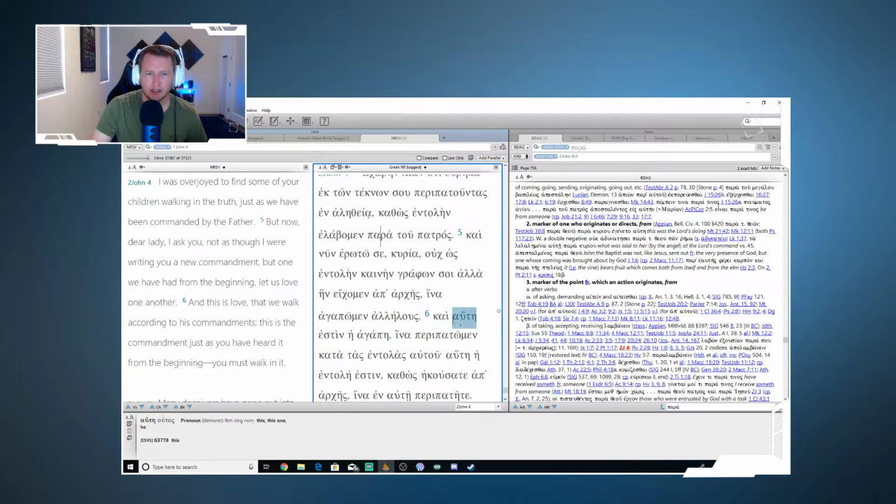Verse 5. Kai nun erotO se kyria. Get another sip of my lovely heavenly nectar here. It's good. It's good.